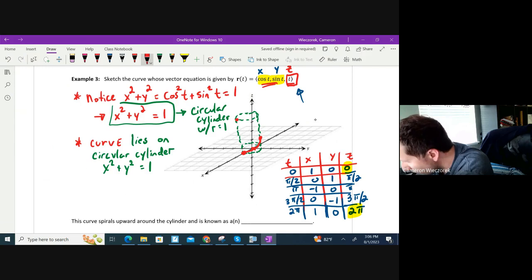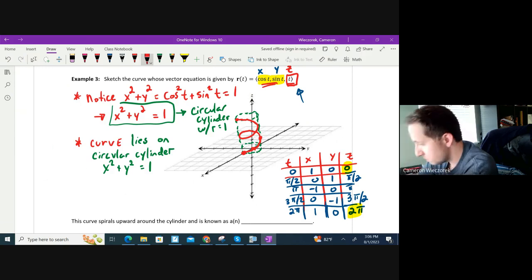We could plot all the intermediate points in between, but we're continuing to get this slinky spiral pattern that's taking us from point to point. Finally, I end up back at 1, 0. So I'd be back here, but now I'm at a height of 2 pi units up in the air. So we're way up here. Maybe I should scale this down in size so we can see it. Yeah, it's okay. But we would be way up here, right?